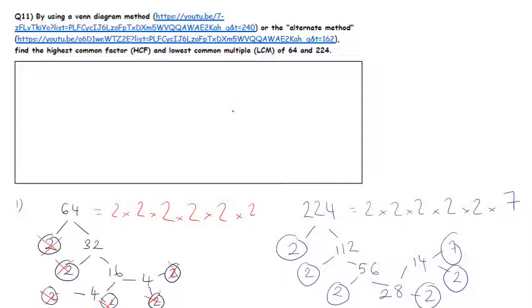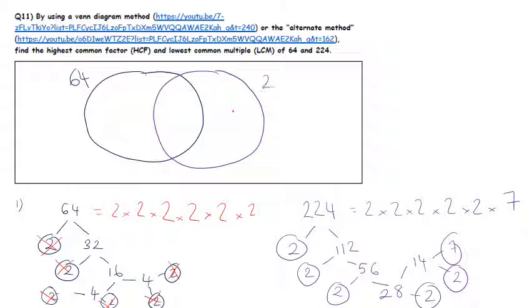Right. So that's the first step. We now need to put it into a Venn diagram. So in this circle here, I'm going to write the factors of 64. And in this purple circle here, I need to get 224. Remember, the middle part here of a Venn diagram is what is in both lists. So I'm going to look at this list here and this list here and see what they have in common.